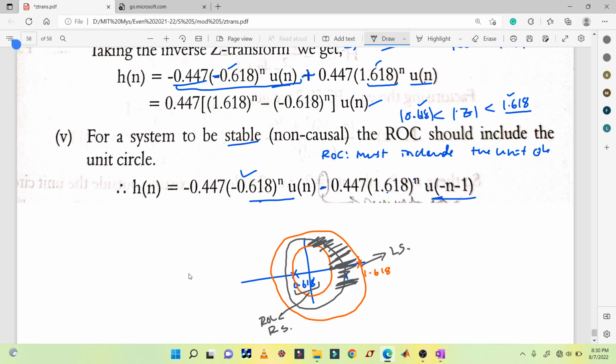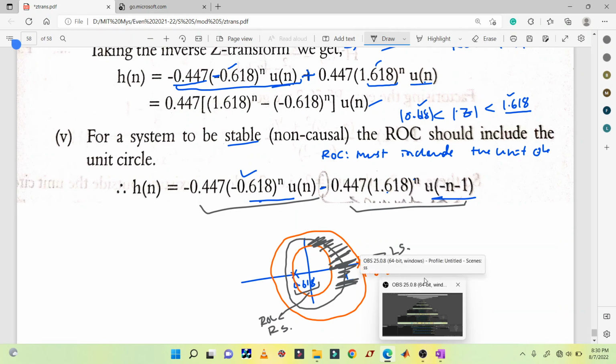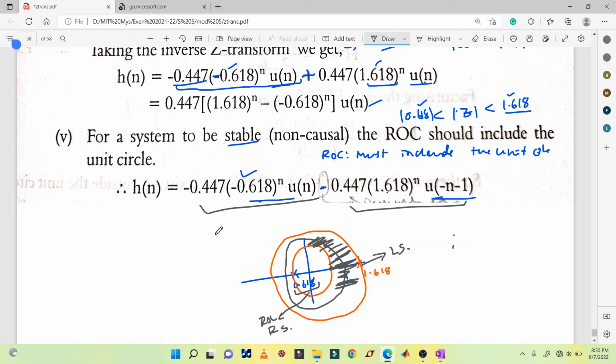Okay, so that's why we have written it in this way. I hope this is clear. That completes our Z transforms. Thank you for watching.